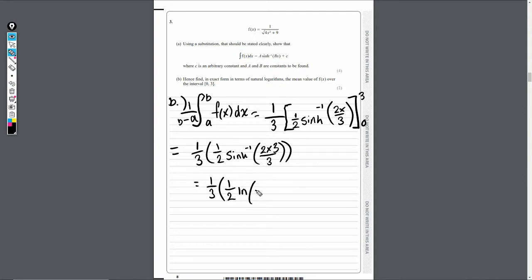In the bracket here now, it's going to be 2 plus the square root of 1 plus 2 squared, because 2 times 3 is 6, divided by 3 gives me 2. Okay? And then evaluating all this, I'm just going to get 1 over 6, a third times a half, 1 over 6 ln(2 plus root 5). And there we have it. That's part B fully complete for question 3.